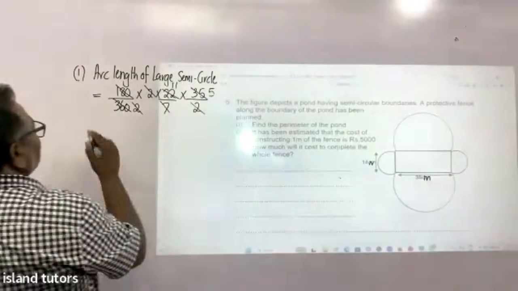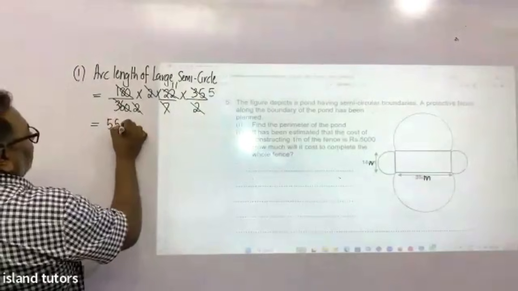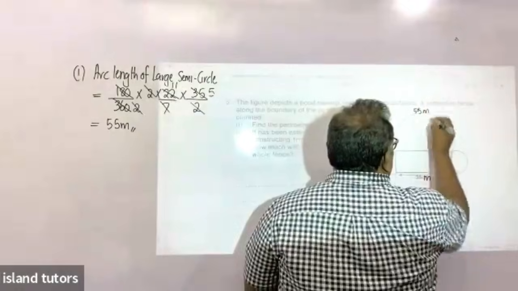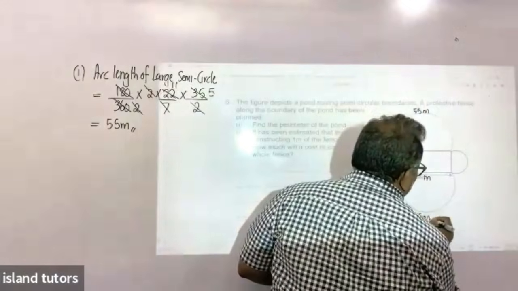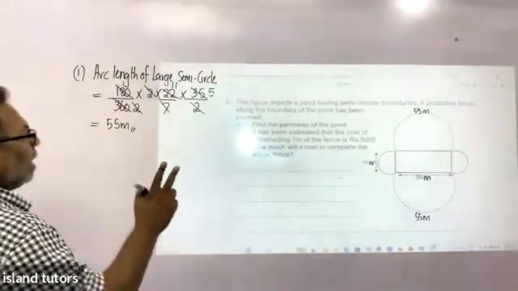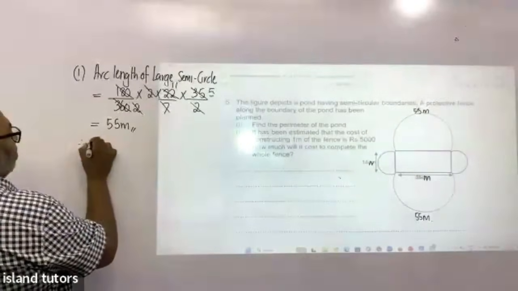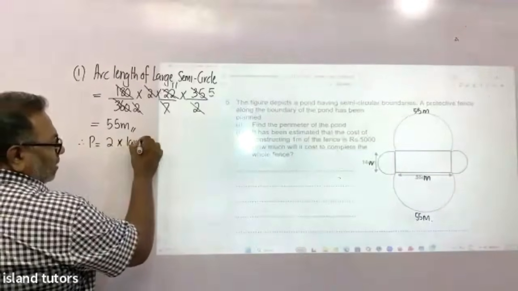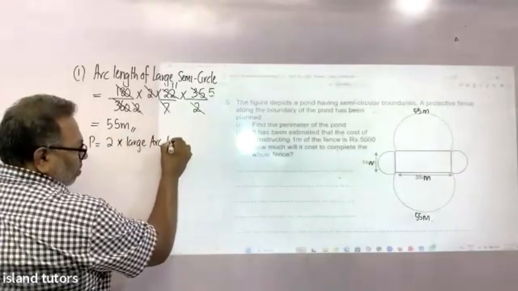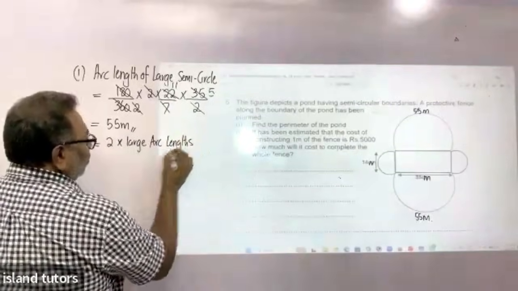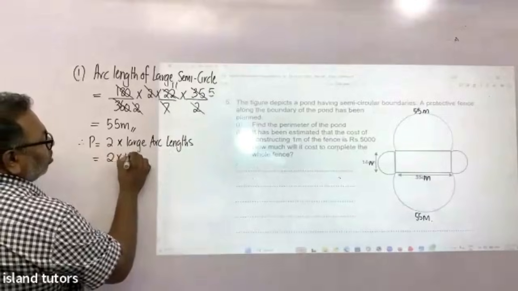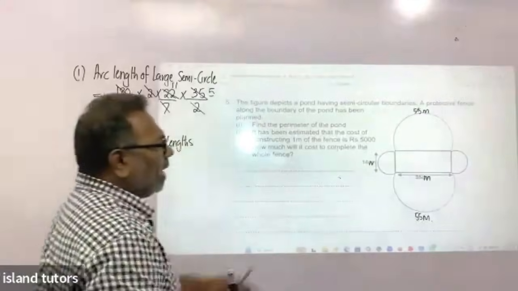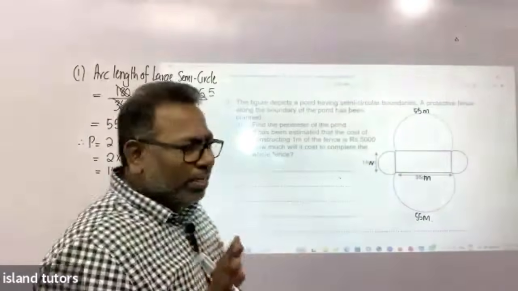Okay, right. 11 into 5 is 55 meters. So this is 55 meters, and this is 55 meters. Now that means you have two arc lengths. So then you find the perimeter of the two large arc lengths. That is 2 into 55, which is 110 meters. If you add these two, you are getting 110 meters.